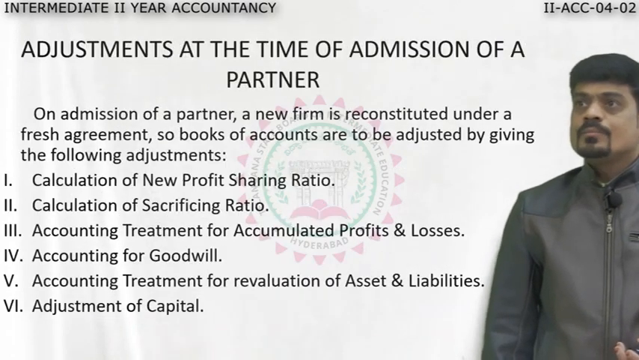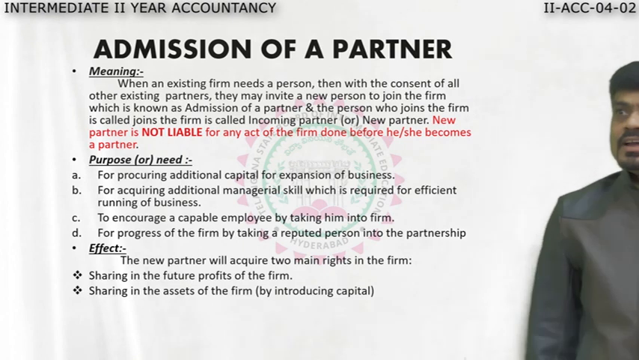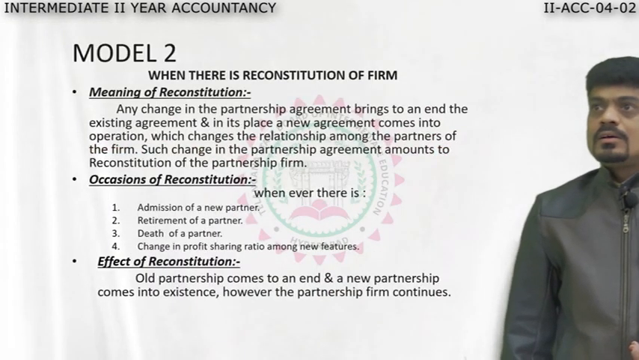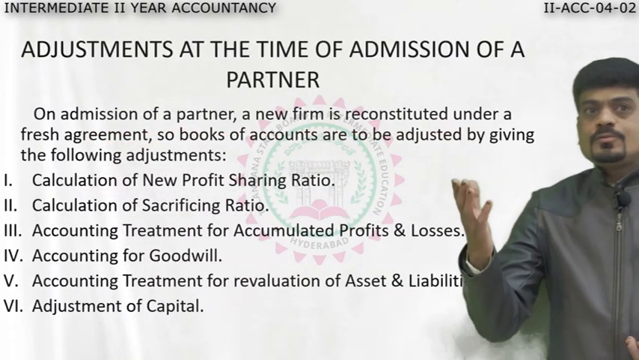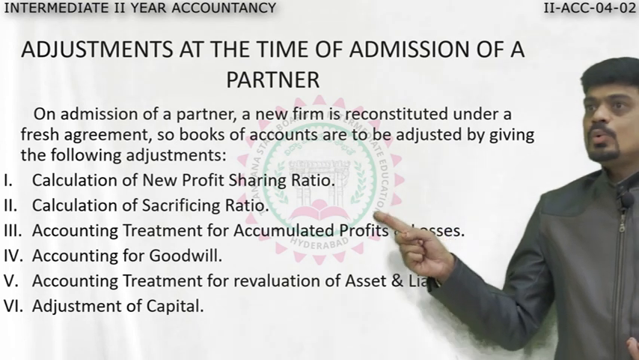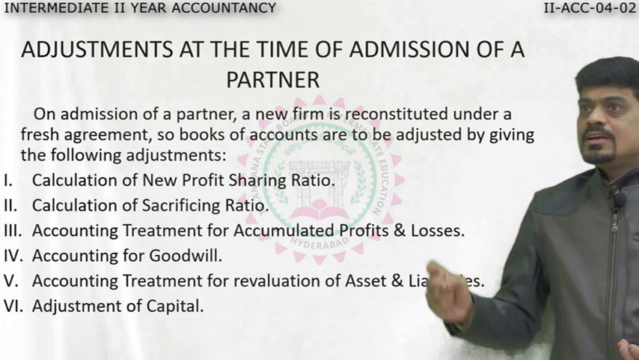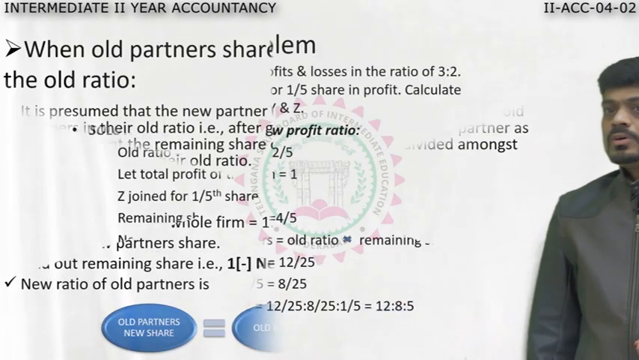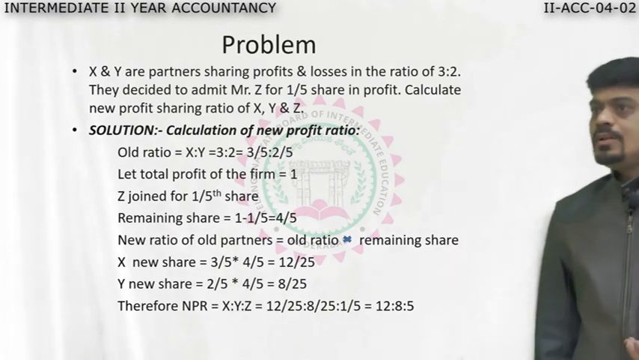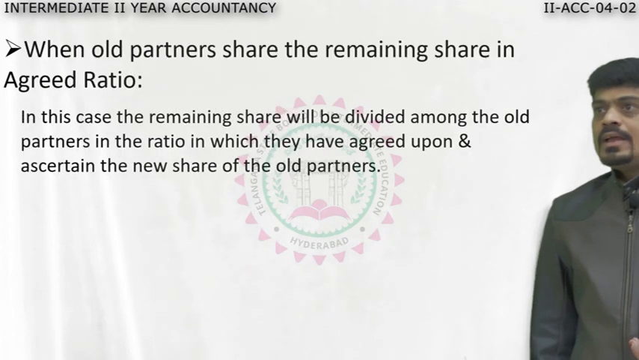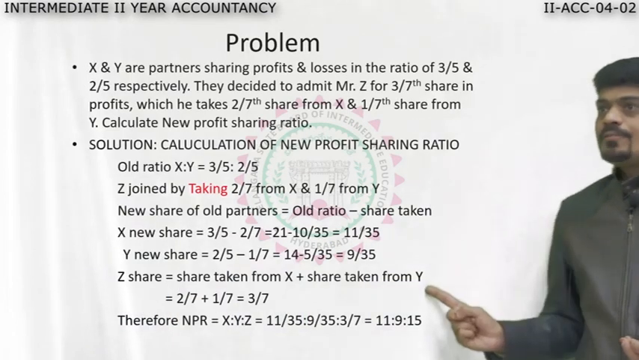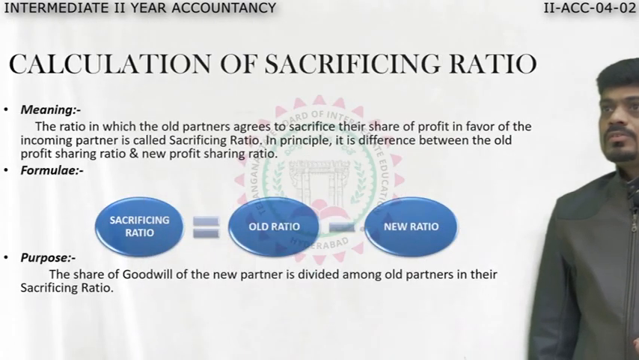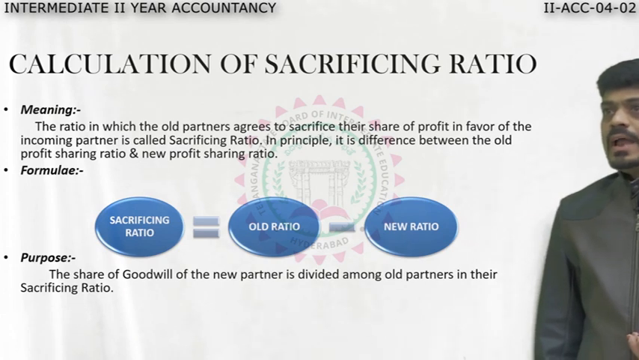So just have a glance over the important points, like what is admission of a partner. Nothing but the joining of a new partner is called admission. Then what we are going to do are the adjustments. These are the adjustments, and in this session I completed 2 adjustments for you: new profit ratio and sacrificing ratio. Here is the theme for calculation of new profit ratio. Different methods. Example. Please focus on the example. Then this is the second model of calculating new ratio. And then about sacrificing ratio.